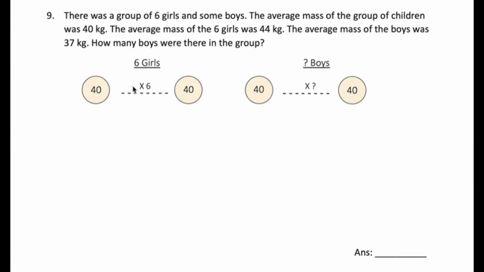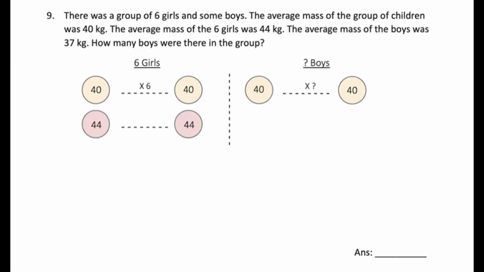Okay, so 1 circle represents a child, right? The question says that if I were to look at the average of the 6 girls, just the 6 girls, it is 44. Meaning I'm just looking at this, right? Just the girls only. The average is 44.